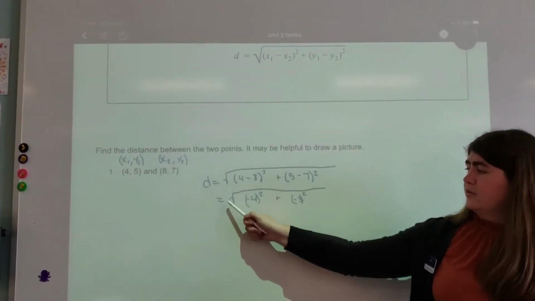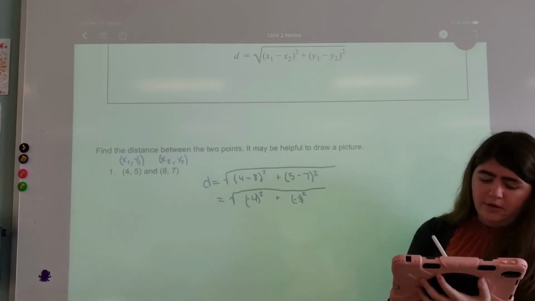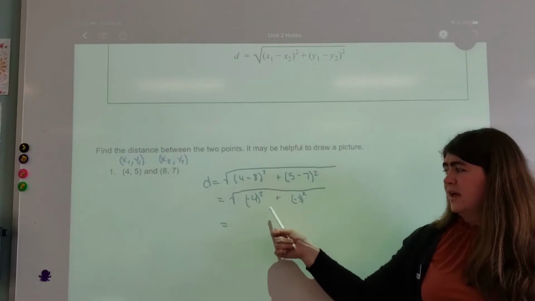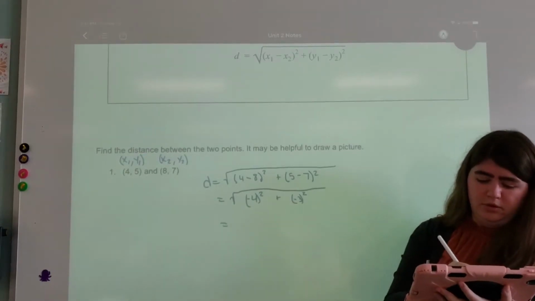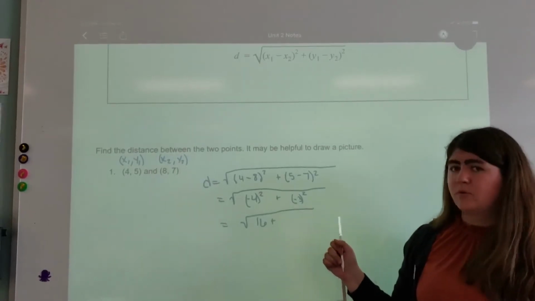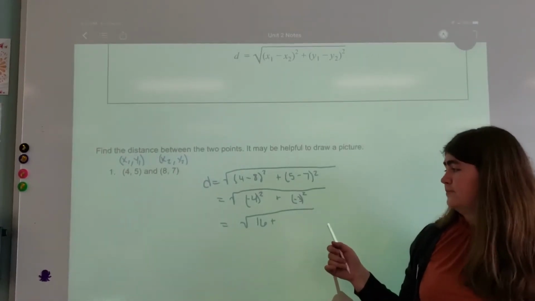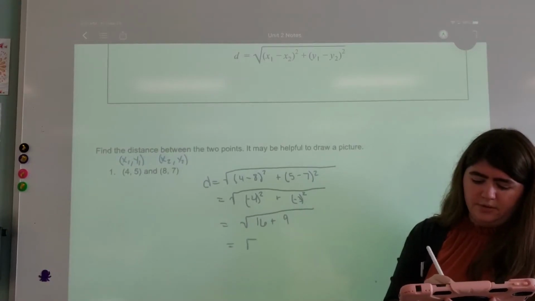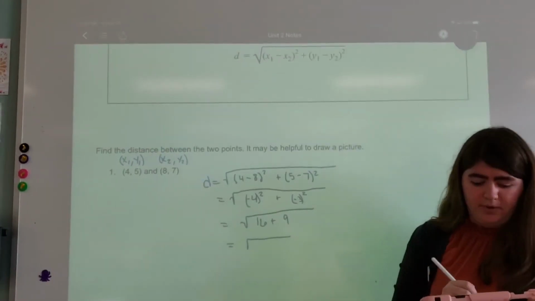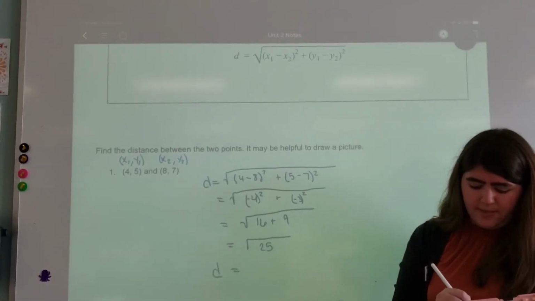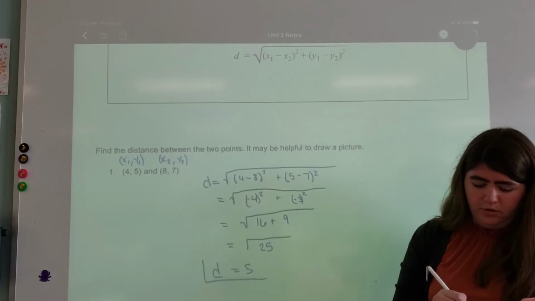All right, so now I'm going to simplify that one more time. Negative 4 squared is the same as positive 4 squared. So this is a 4 times 4, which is equal to 16. And negative 3 squared is the same as positive 3 squared. 3 squared is equal to 9, which is equal to the square root of 9 plus 16, which is 25. The square root of 25 is equal to 5. So I know that my distance is equal to 5.